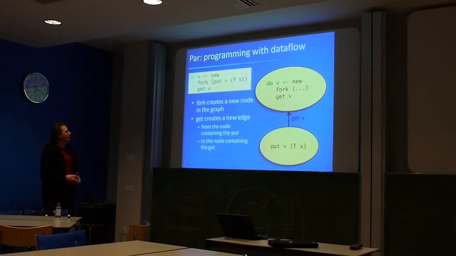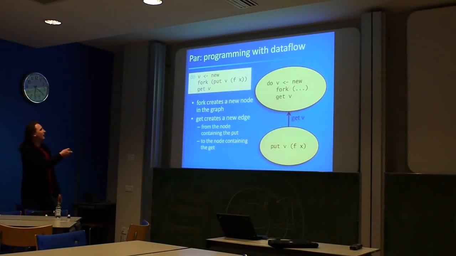So, to give you an example of how it works, this small code fragment here does, first of all, create a new IVar and call it v.